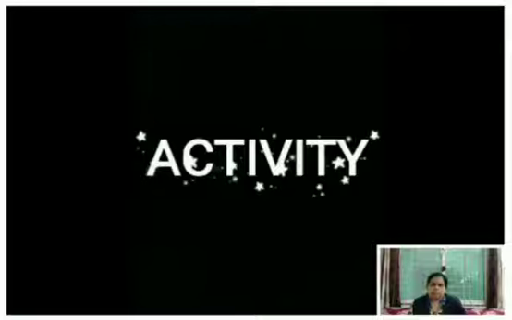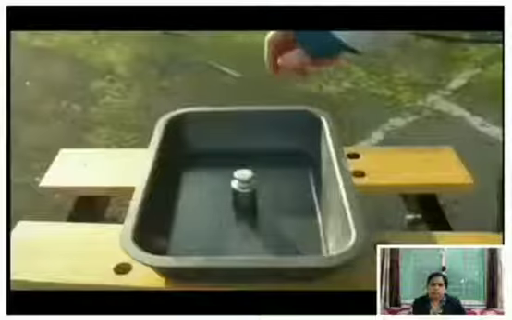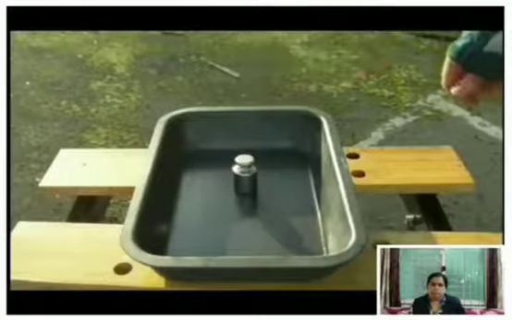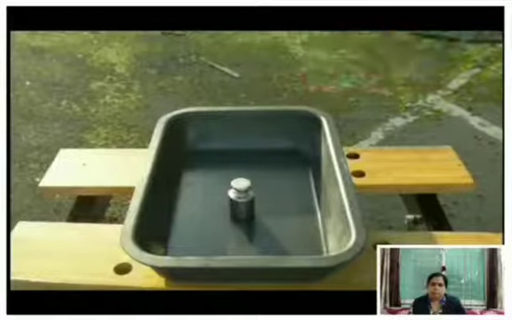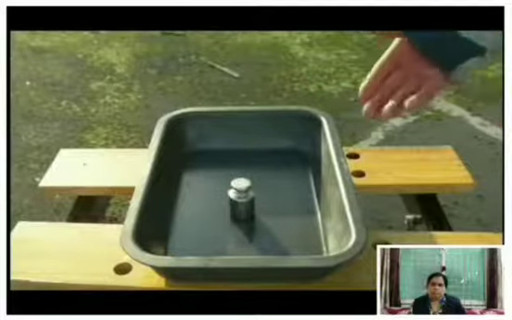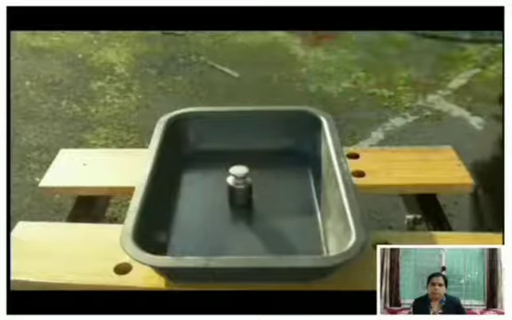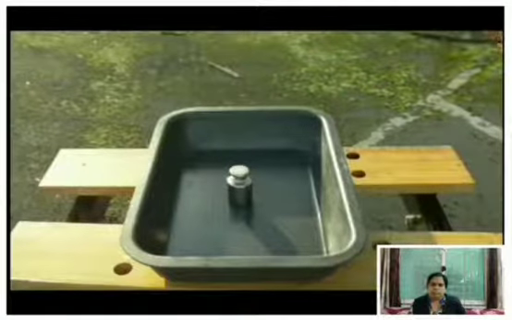Activity for reducing friction. How to reduce friction? There is friction between the weight and the tray surface. If I push the weight, the friction quickly causes the weight to stop moving. Now, I can reduce friction by adding a lubricant between those two surfaces.